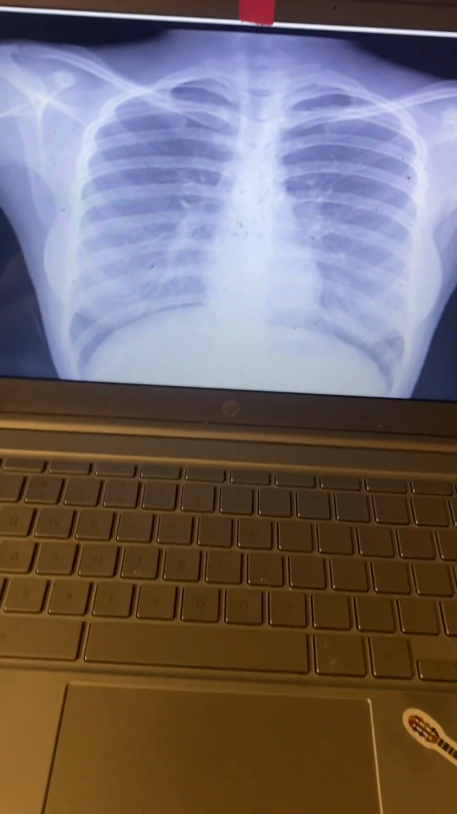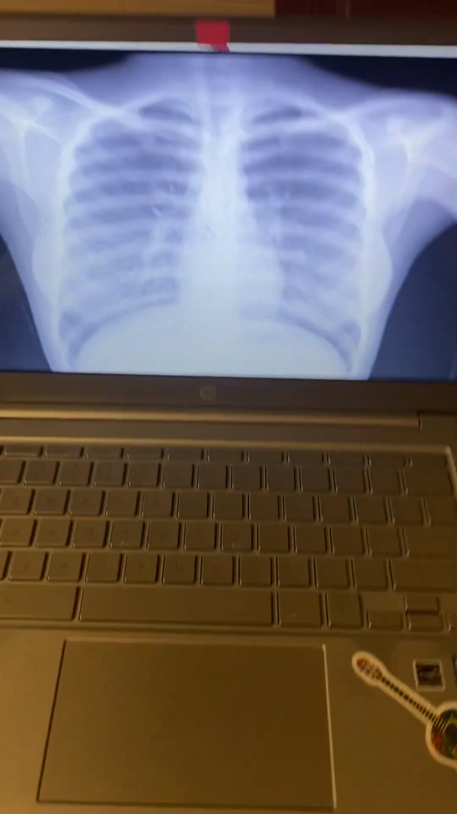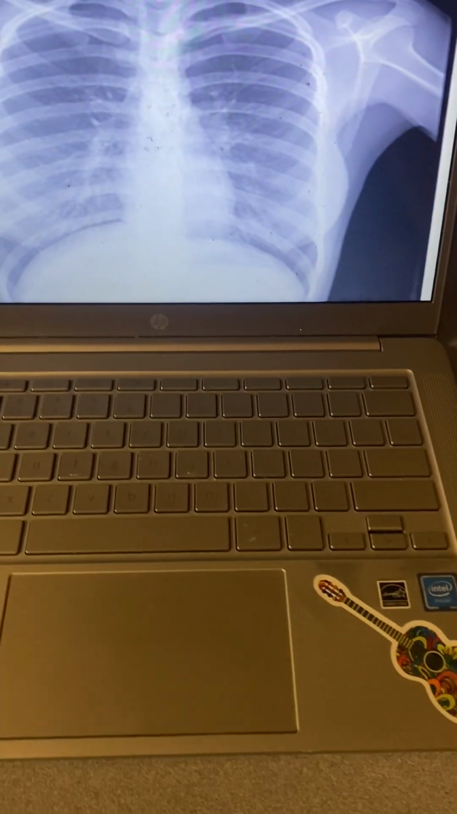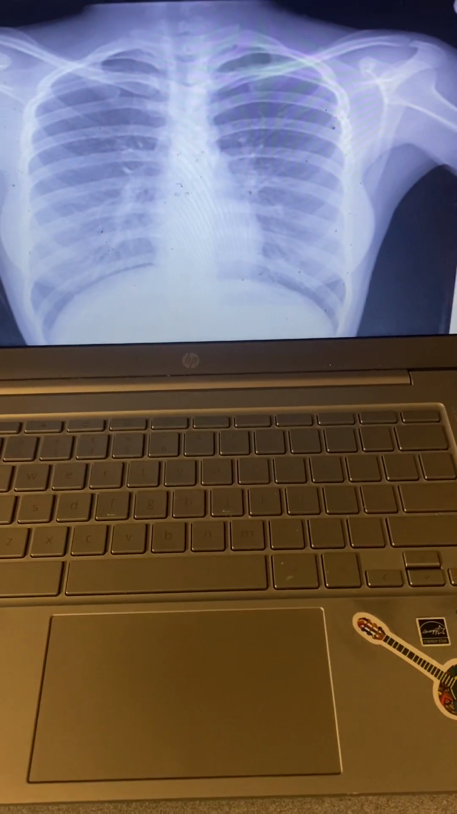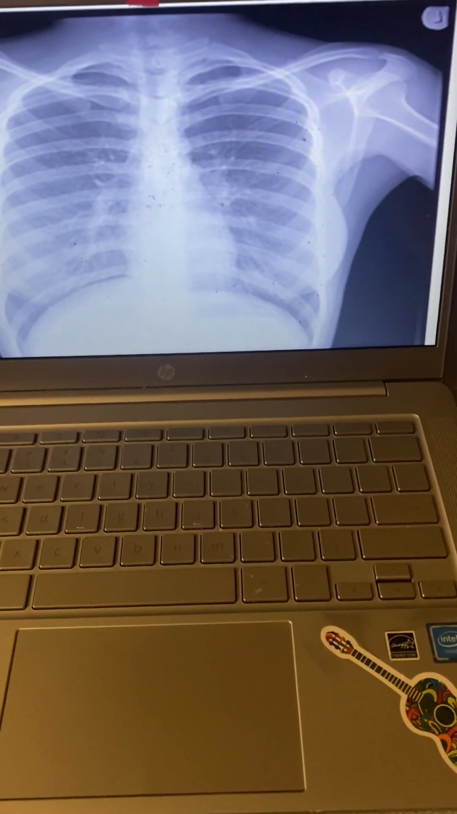My name is Kim Howe. This is for Respiratory 251 for spring of 2023. I'm doing my checkoff on chest x-ray interpretation.